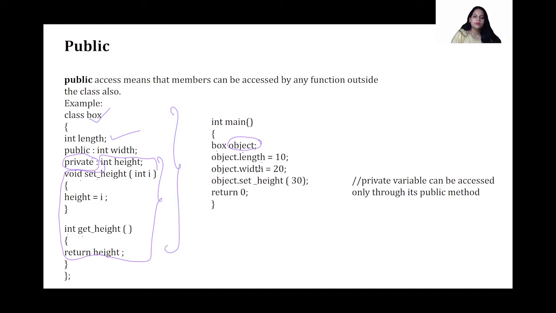Now object dot width is equal to 20. Width is under public, so I can access that as well. Object dot set height of 30. Now what is this set height? Where is this function? Set height function is over here under private. I can access even that. Why so? Because all this is happening within the class, isn't it? That is why I can access all of them within the class.